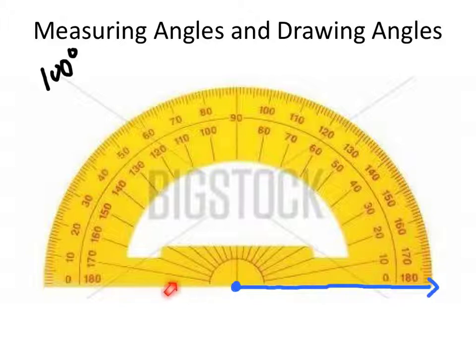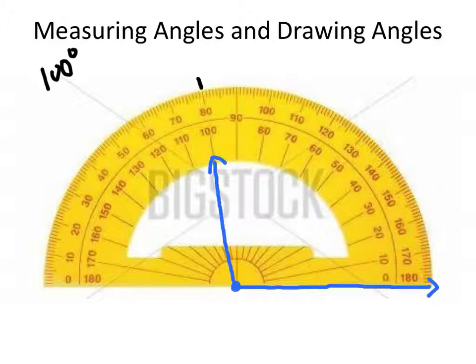I'm going to draw a little mark at that 100 degrees. And then what I can do is move my straight edge and line up my vertex and my mark, and then I would go ahead and draw in my point to make my 100-degree angle. Okay? Now, if you're measuring, it kind of works the same way.